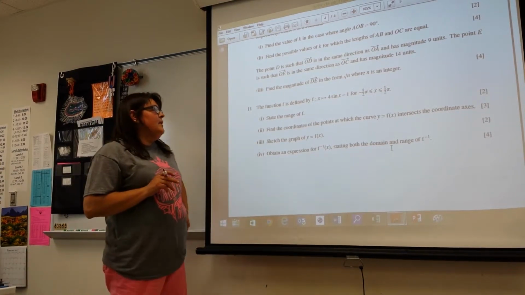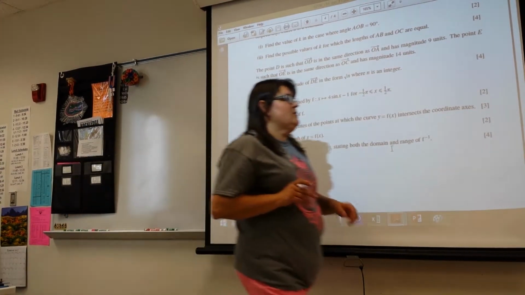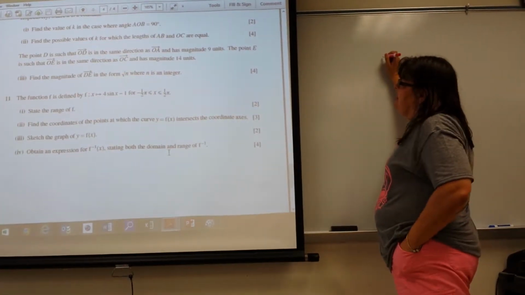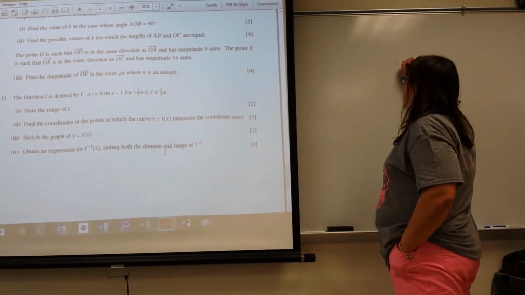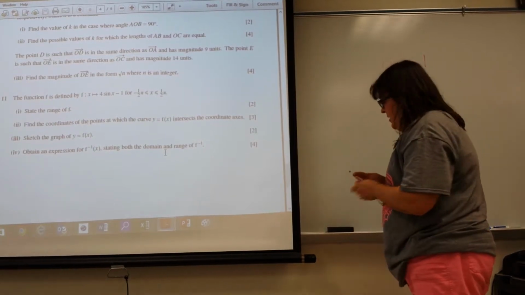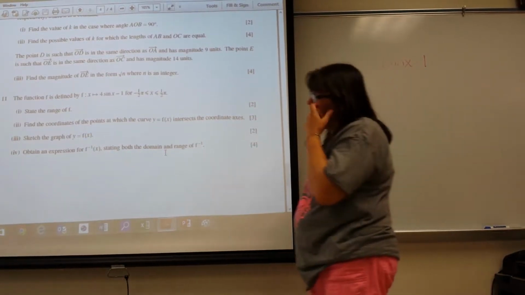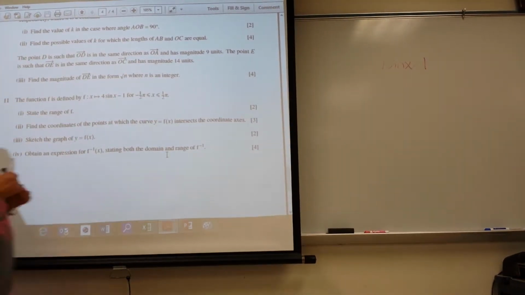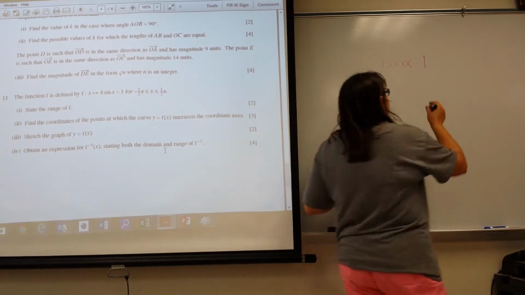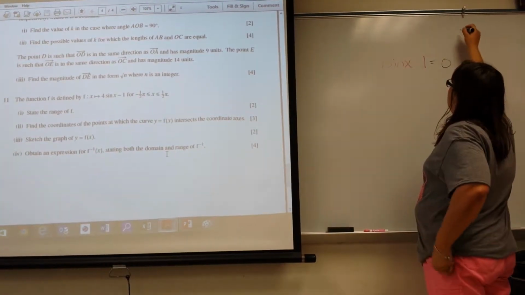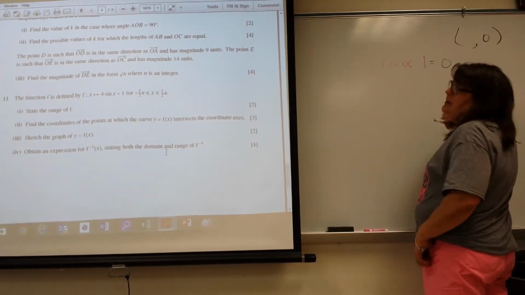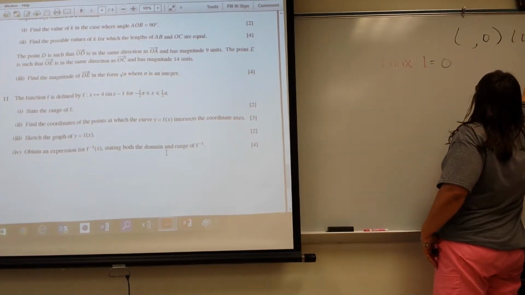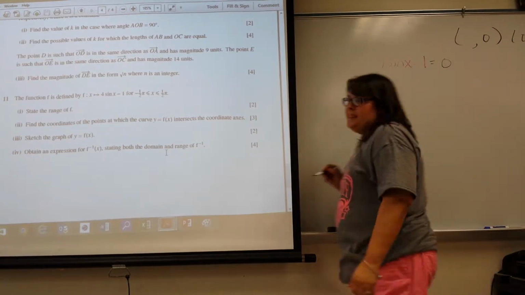The next part wants us to find the coordinates of the points at which the curve intersects the y and the x-axis, the coordinate axes. So you're going to take 4 sine of x minus 1, and do two things to it. The first thing is to set it equal to 0. That means y is 0. So which one would I be finding when y is 0? Your x-intercept. And then the next step would be to solve when x is 0. Are we good so far?